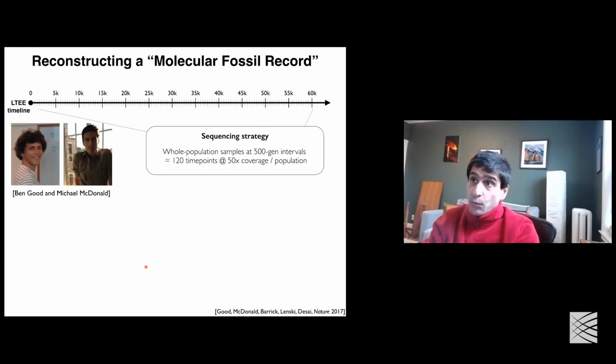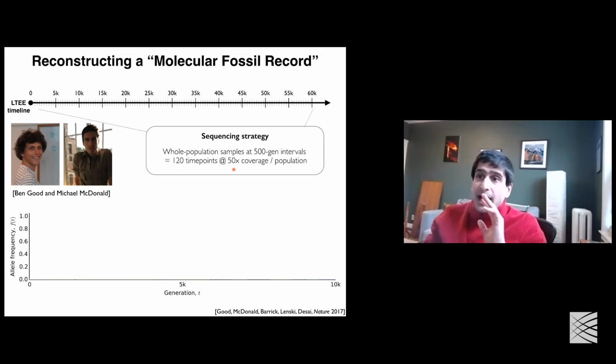So basically what we did was take every single frozen time point through, at the time we did this work, 60,000 generations. So this was 120 frozen time points at 500 generation intervals. And we just did whole population metagenomic sequencing of each of those populations.